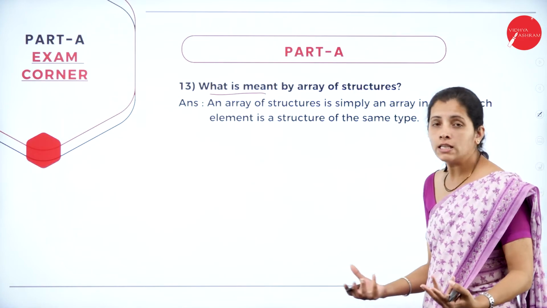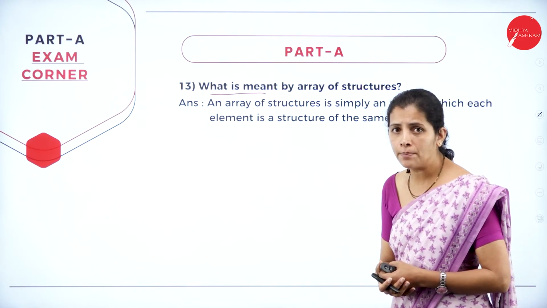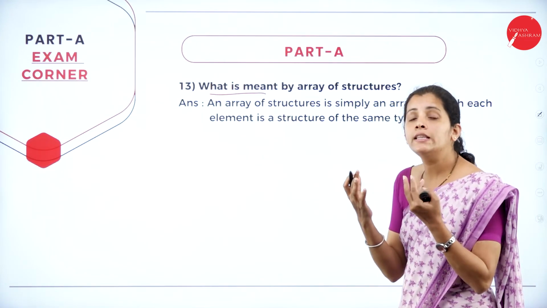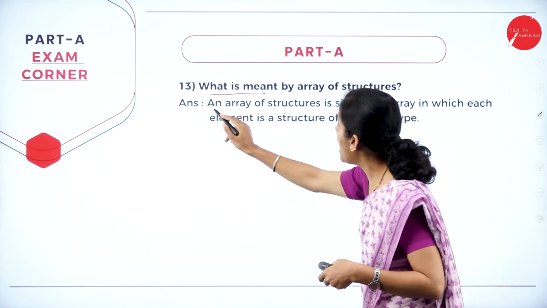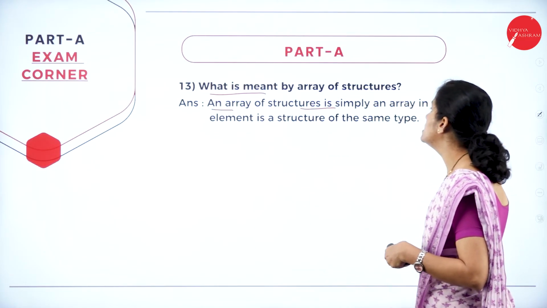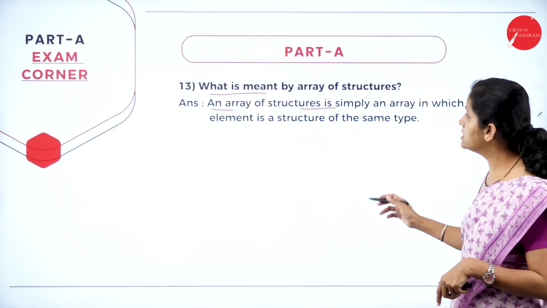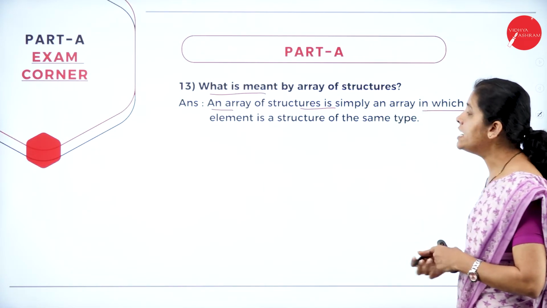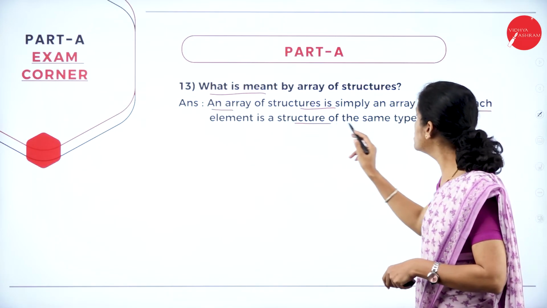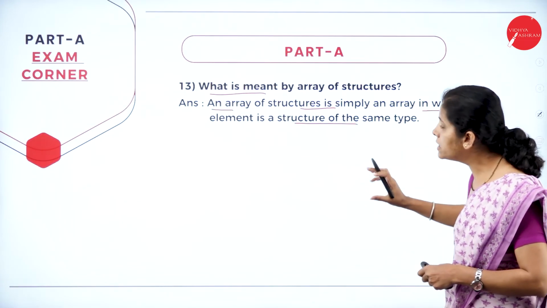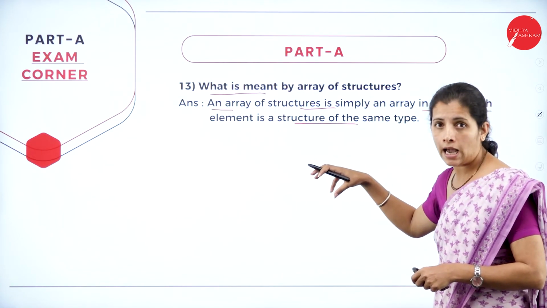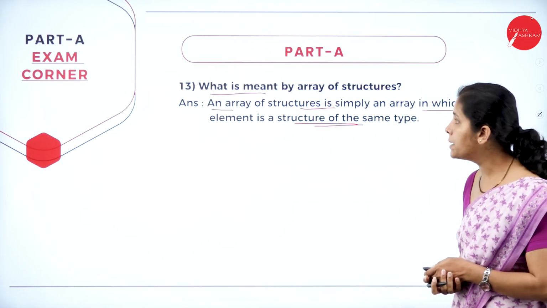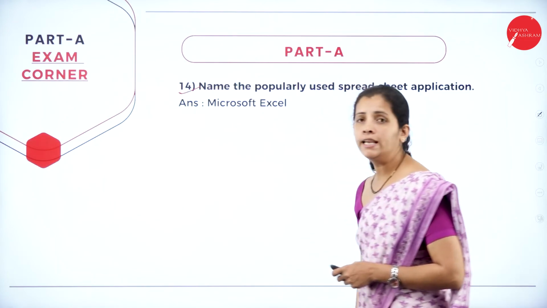Now, we know what is structure. It is nothing but the user-defined data type. Now, what is array of structure? In my structure, I'm going to create the array of structure. So, an array of structure is simply an array in which each element is a structure of the same type. That means whatever elements are present in that array are of the same structure type. Now moving on to the 14th question.